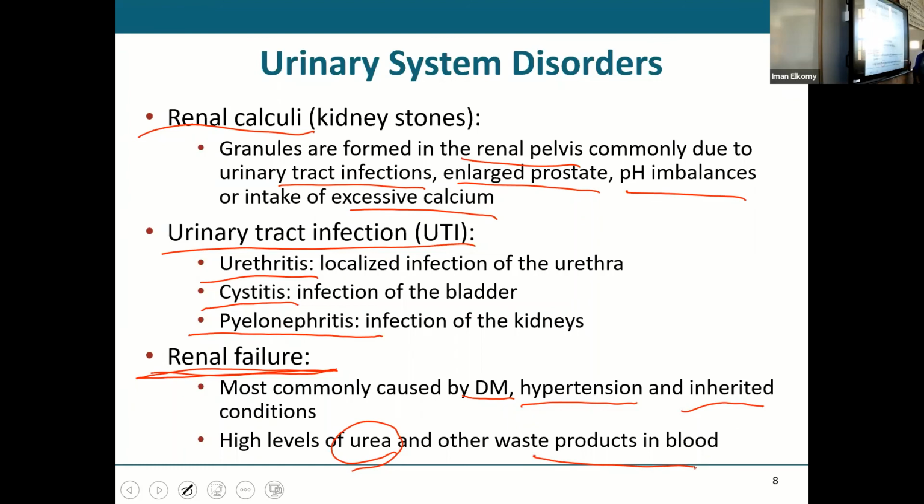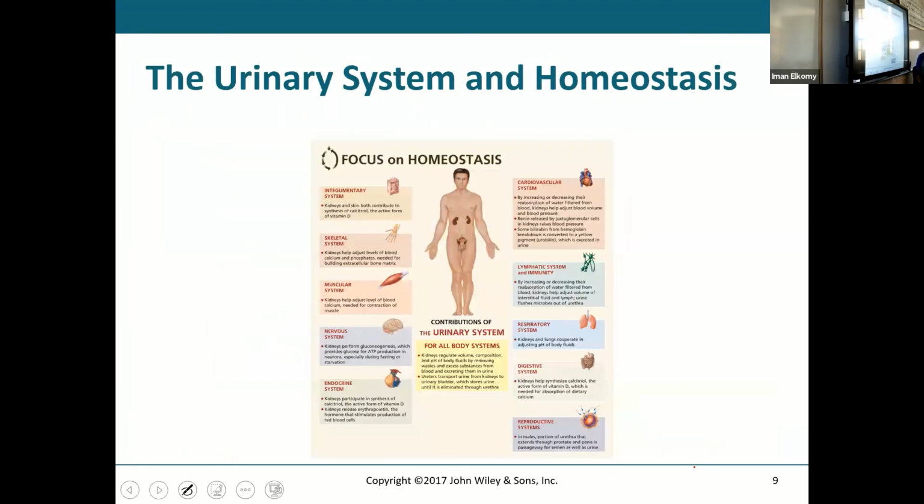Oh, questions? Oh, all right. There's your summary of homeostasis and the urinary system. You guys can look through that if you want. And we are going to now go to fluid and electrolyte balance.